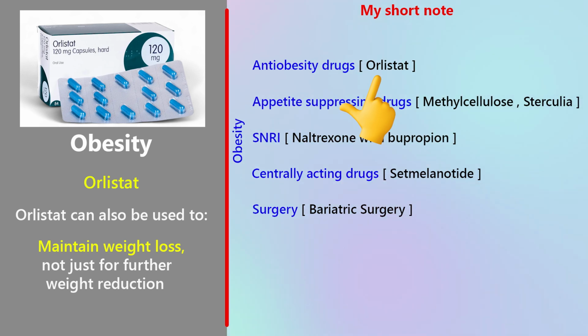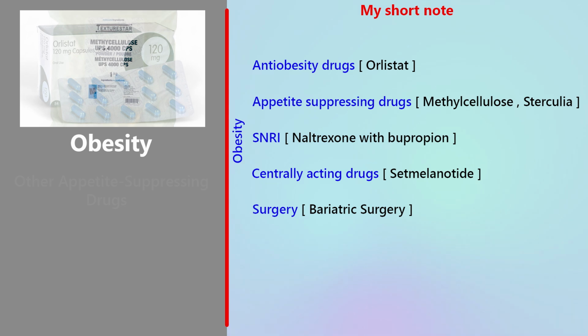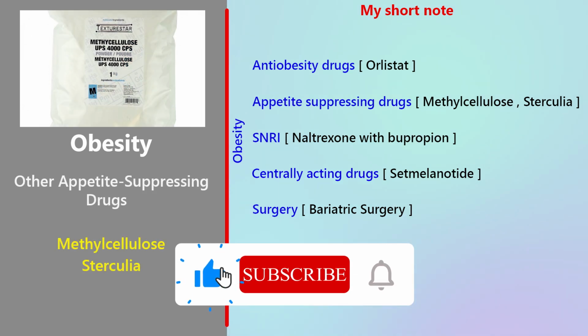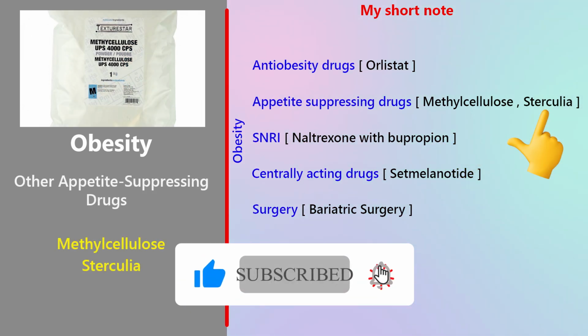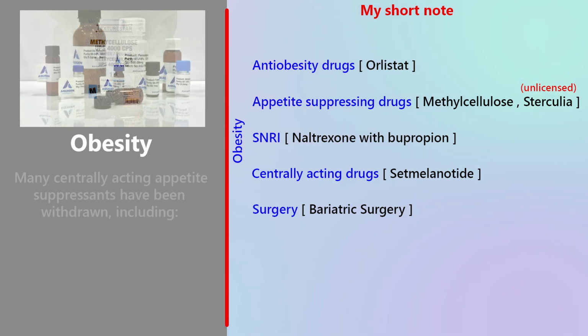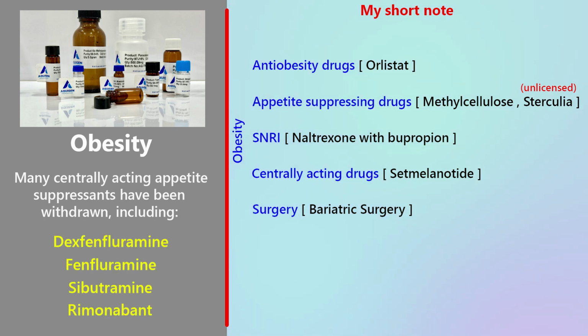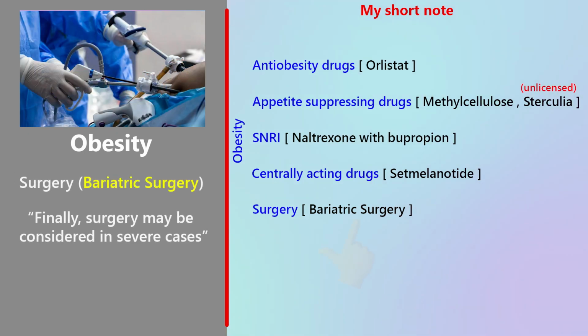Here is a very high-yield exam point. Orlistat must be stopped after 12 weeks if weight loss is less than 5% of baseline body weight. Other drugs that increase satiety, such as methylcellulose and sterculia, which is unlicensed, have little evidence of benefit. Many centrally acting appetite suppressants have been withdrawn due to serious safety concerns and addiction risk, including dexfenfluramine, fenfluramine, sibutramine, and rimonabant.